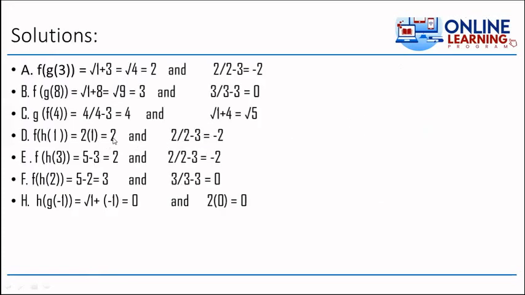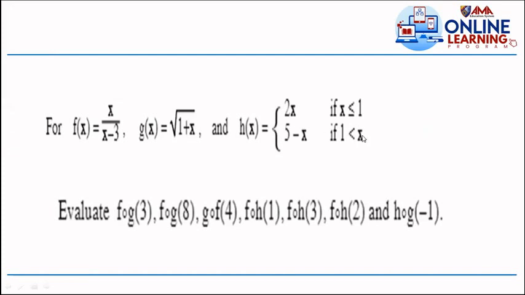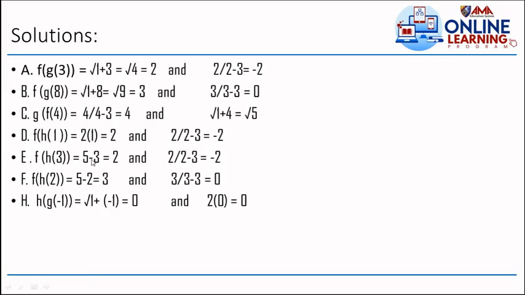So, 2 times 1, we have 2, and 2 divided by 2 minus 3, okay? Negative 1. So, 2 divided by negative 1 is negative 2. Okay? Next, we have the function of f of h of 3. So, h of 3, okay? So, since x is greater than 1, gagamitin natin yung 5 minus x. Okay? So, 5 minus 3 is equal to 2. And then yung function ng f ngayon, 2 divided by 2 minus 3, the same as negative 2.